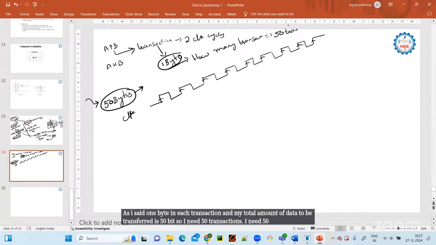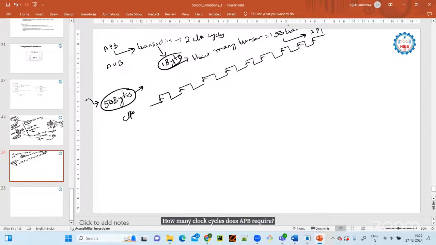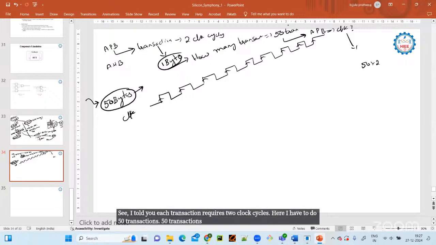If I want to send 50 transactions, how many clock cycles does APB require? I told you each transaction requires 2 clock cycles. Here I have to do 50 transactions, so 50 into 2. Totally how many clock cycles do I need? I need 100 clock cycles.